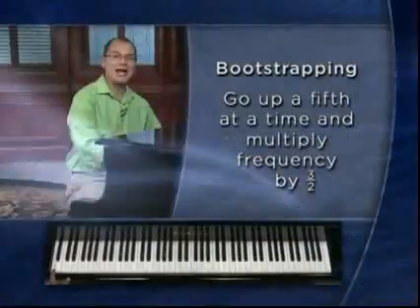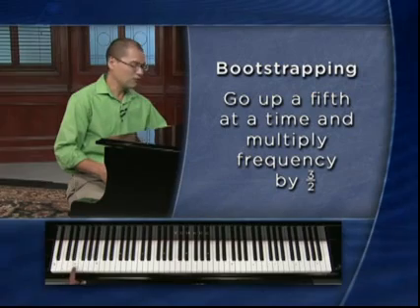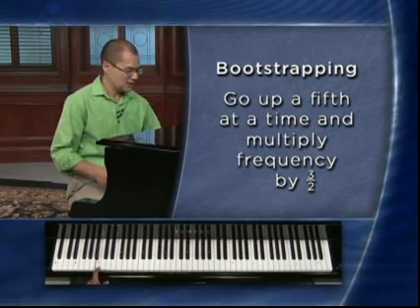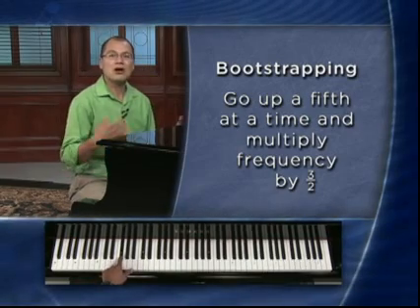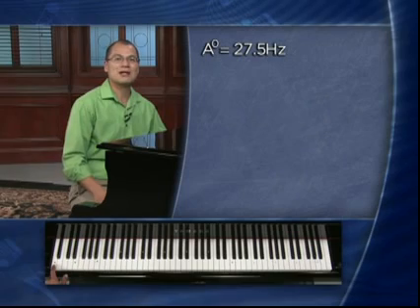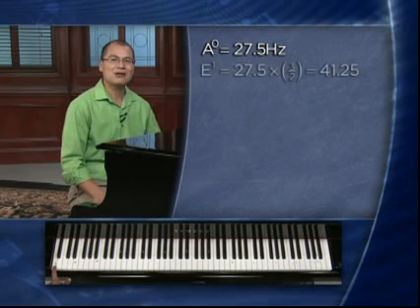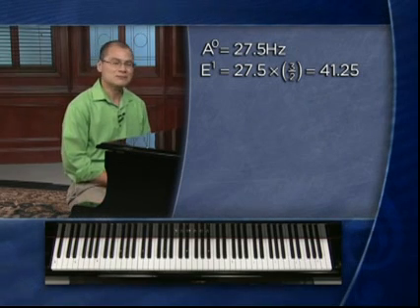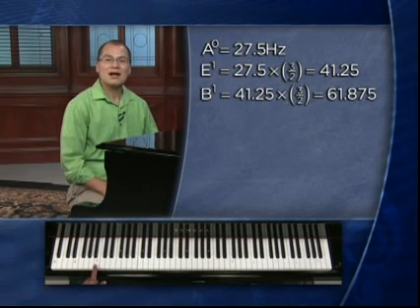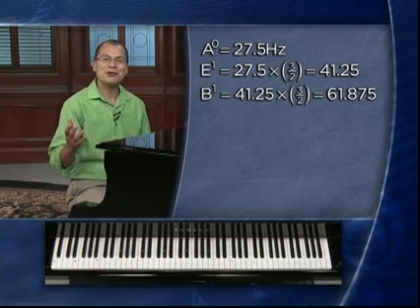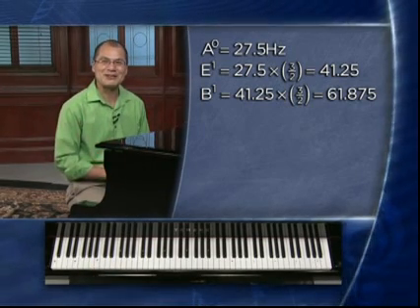And so we have an A down here on the bottom, and then the fifth above that is an E, and then a B, and then an F sharp, and we can calculate the frequencies these should be at. The A0 should be at 27.5 hertz. The E1 should be at 3/2 times that. You get 41.25 hertz. The B1 should be at 3/2 times that. You get 61.875.